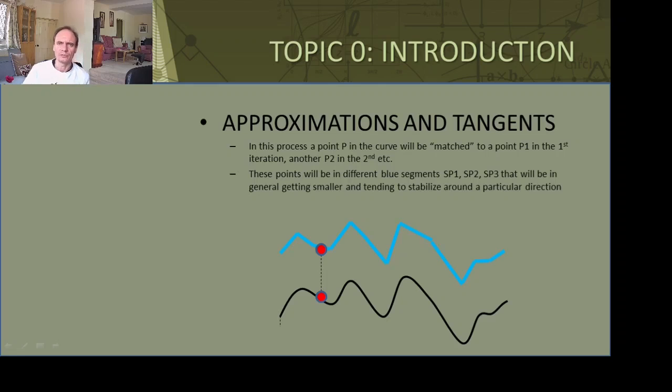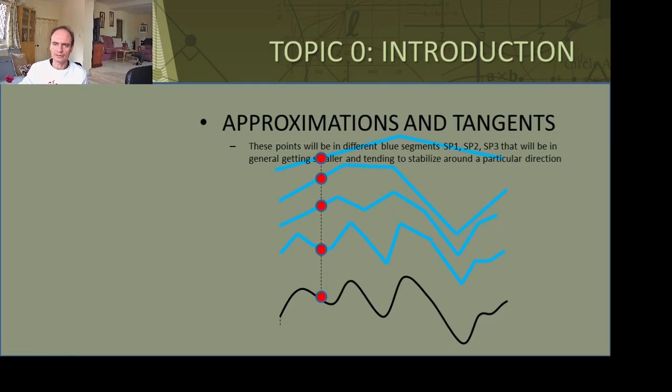And now we can get to the notion of tangent. Think that in this process, a point P on our black line will be matched by a point P1 in the first iteration, by another point P2 in the second iteration, etc. These points will be in different blue segments. Let's call them SP1, SP2, SP3, if we are in the first iteration, second iteration, third iteration, etc. That will be, in general, getting smaller as we advance in our approximative process, and will be tending to stabilize around a particular direction, around a particular line, let's say.